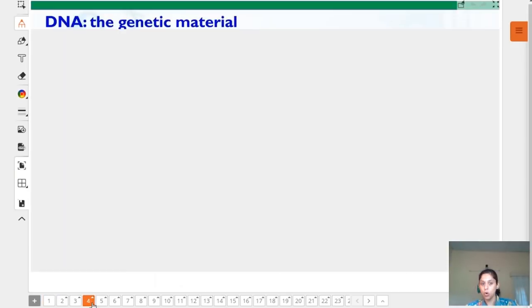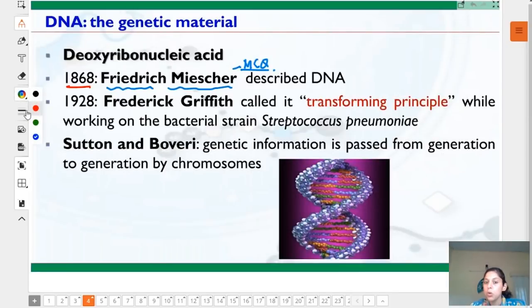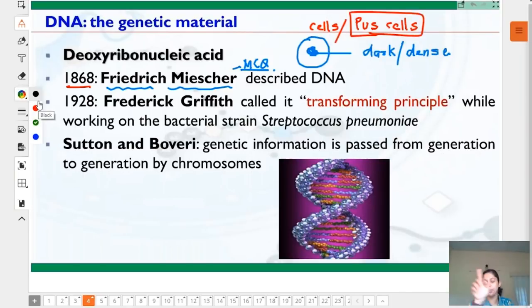So DNA is the genetic material. First, remember, a scientist called Friedrich Miescher was studying cells. He was specifically studying pus cells. Have you ever got a boil where pus comes out? Yes, that yellow color. This is a cell. I see a central material. The central material is dark and dense, and it's always acidic. He said it's very, very acidic. And he called it nuclein.